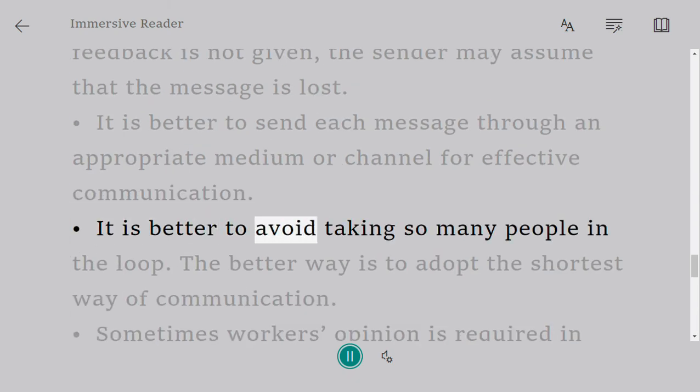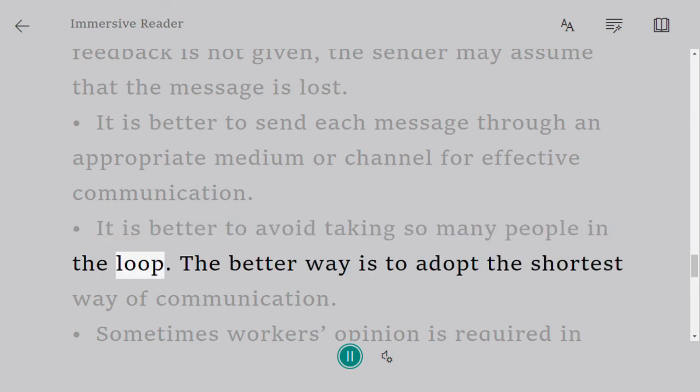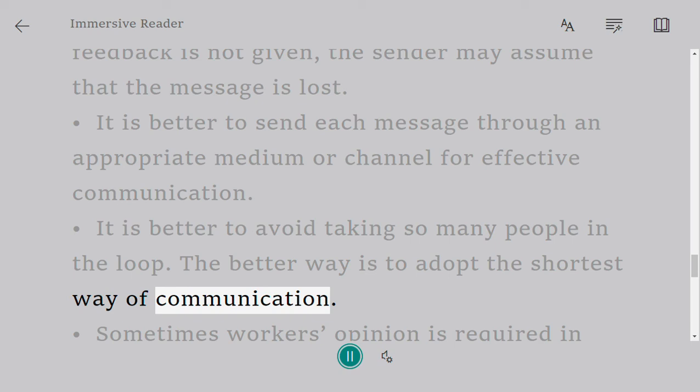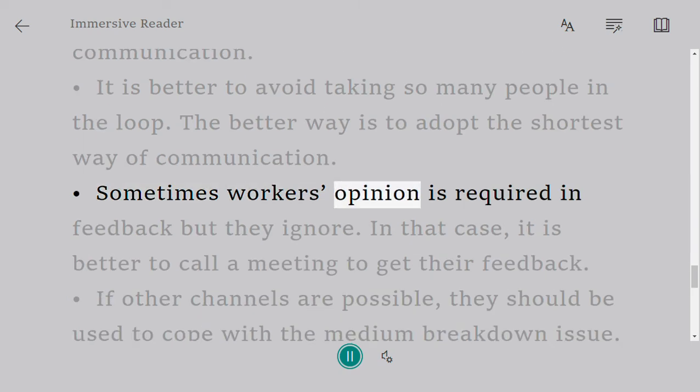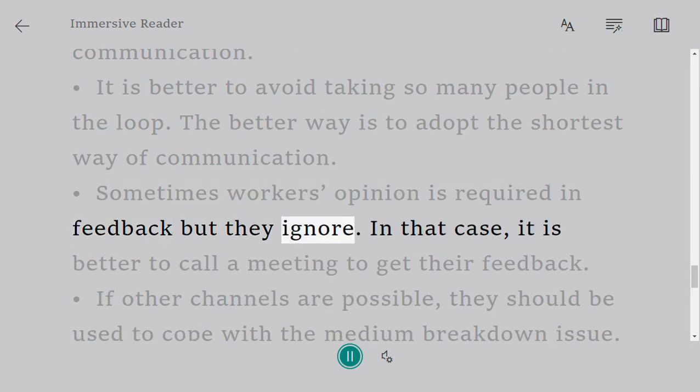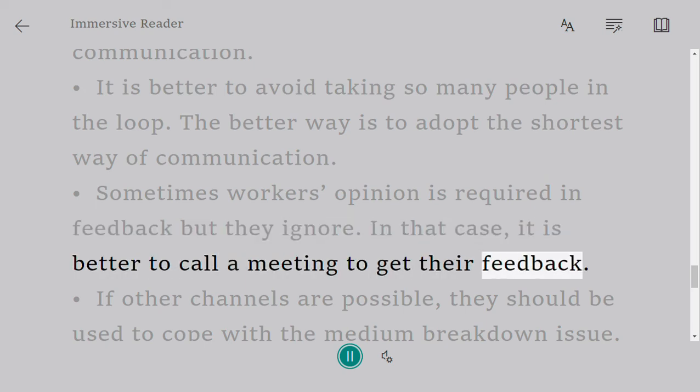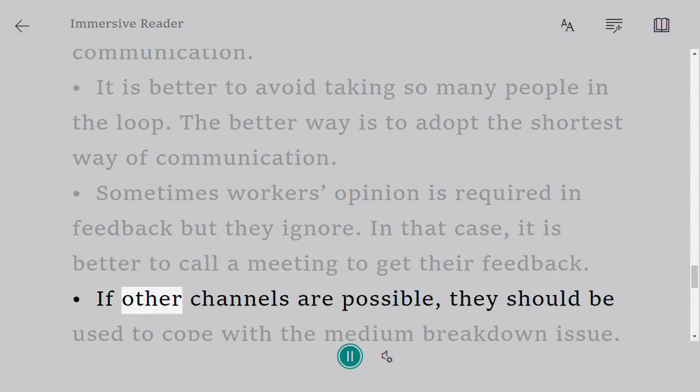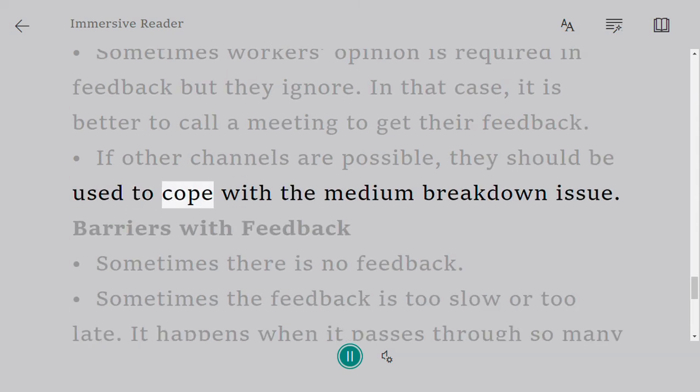It is better to avoid taking so many people in the loop. The better way is to adopt the shortest way of communication. Sometimes workers' opinion is required in feedback, but they ignore it. In that case, it is better to call a meeting to get their feedback. If other channels are possible, they should be used to cope with the medium breakdown issue.